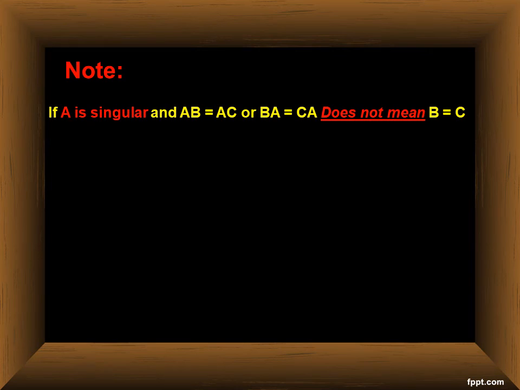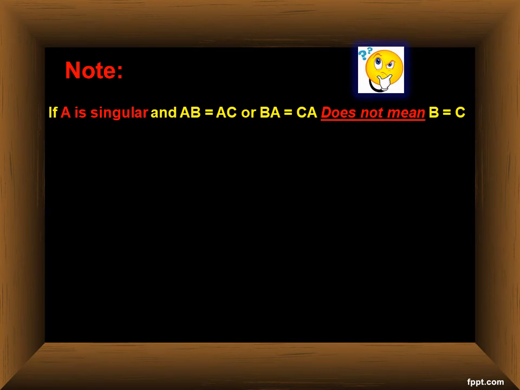Let us discuss a note given in your book. If A is singular and AB equals AC or BA equals CA, it does not mean B equals C. So in the previous cancellation laws, the main condition is A is non-singular, and if it holds any of these two conditions, AB equals AC or BA equals CA, then only B equals C.